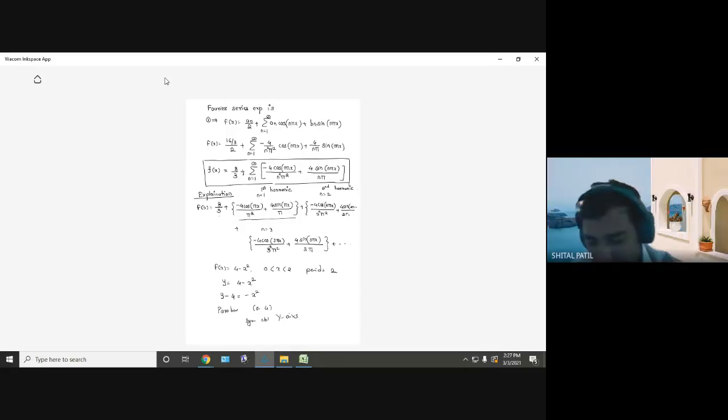y-axis. Powers of x are even, na? So symmetry about the y-axis. Okay. So let me change the page. So exactly we have like this.